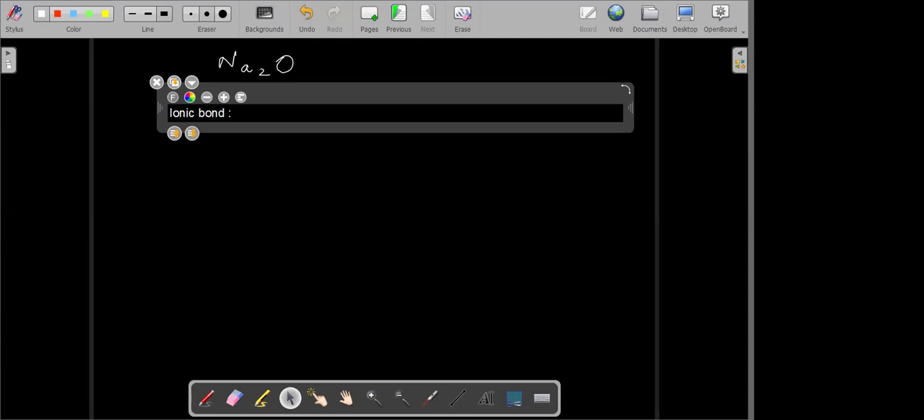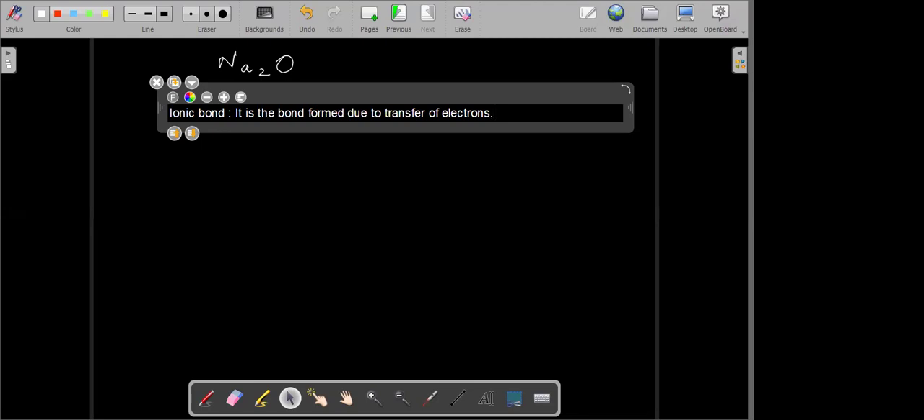See, ionic bond. Ionic bond, it is the bond formed due to transfer of electrons. So when the electrons are transferred from one element to another and ions are formed, then this type of bond is called an ionic bond.